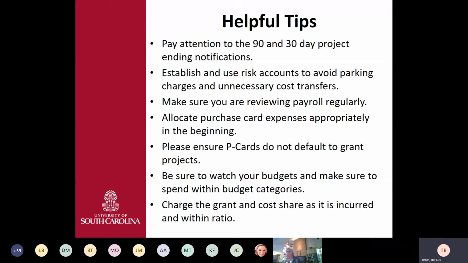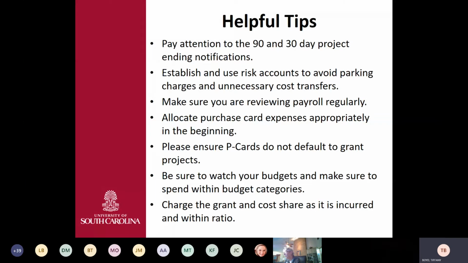Make sure you're allocating purchase card expenses appropriately in the beginning. And if you can, make sure that none of those P cards are defaulting to a grant project in the beginning. It's a lot easier if you have those cards defaulting to an A or an E fund to move expenses from those accounts onto a sponsored project versus in between two sponsored projects. So just keep that in mind.